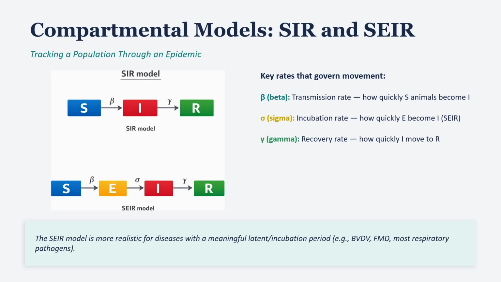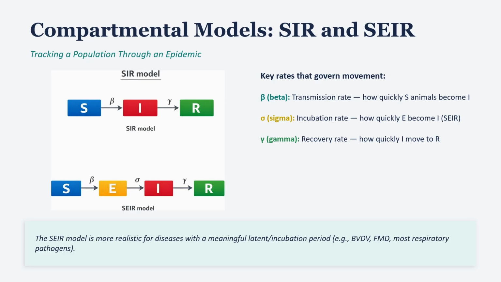Compartmental models are the mathematical framework we use to describe how infectious diseases spread through populations over time. The idea is elegant. Divide the population into compartments based on disease status and model how animals flow between compartments as the epidemic unfolds. The simplest model is SIR. Every animal in the population is in one of three compartments: susceptible, not yet infected and at risk; infectious, currently infected and capable of transmitting; or recovered, no longer infectious and immune.